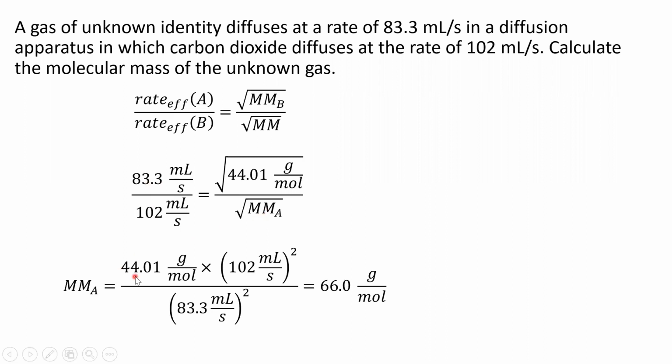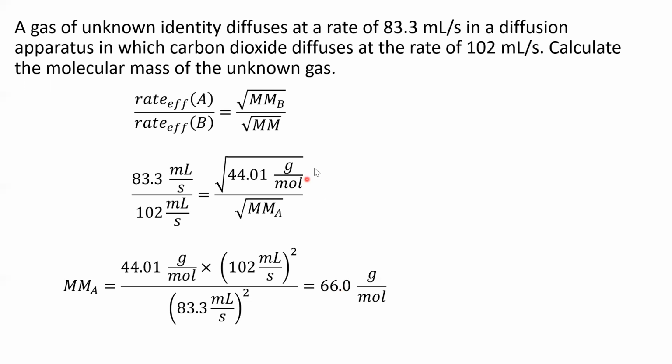So we would take 44.01 times 102 squared divided by 83.3 squared, and that gives us 66.0 grams per mole for the unknown gas. Now, what could be added on to this question is, after you figure out the molar mass for the unknown, maybe it would give you a couple of examples, a couple of formulas for what the gas might be. And you could use the periodic table then to figure out the molar masses and match them up to the unknown and identify what the gas is.